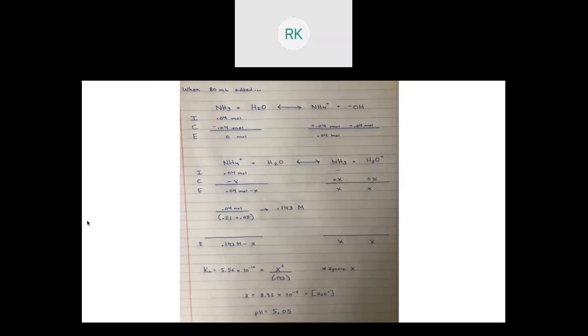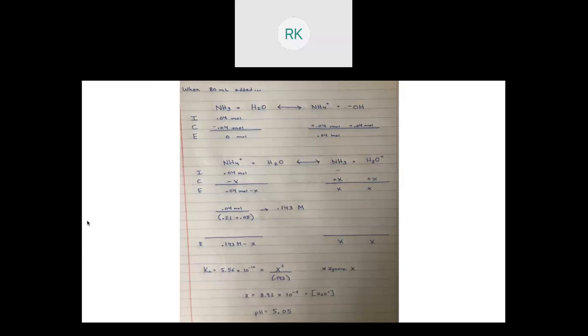So we're going to write ammonium plus water goes to ammonia and hydronium, or H3O plus, which again is just the same thing as H plus. So we're going to write our change in terms of X here, because we don't really know how much it will change. And then we'll write our equilibrium amounts. So it'd be 0.04 moles minus X for ammonium, and then X for both of our products.